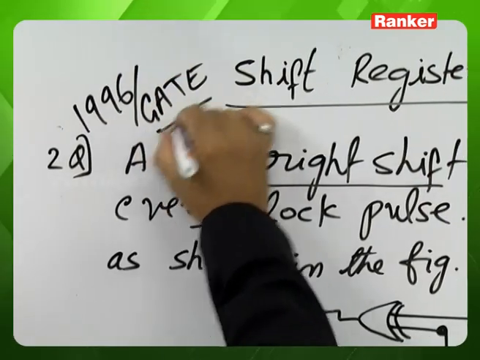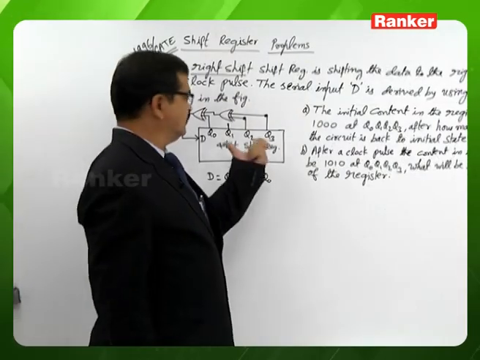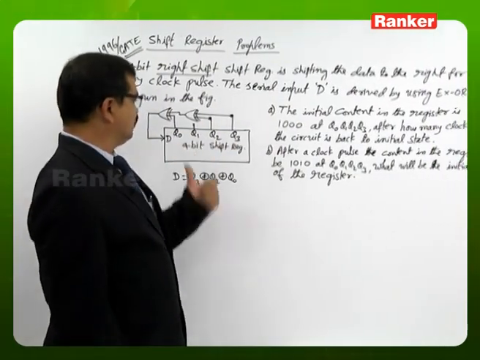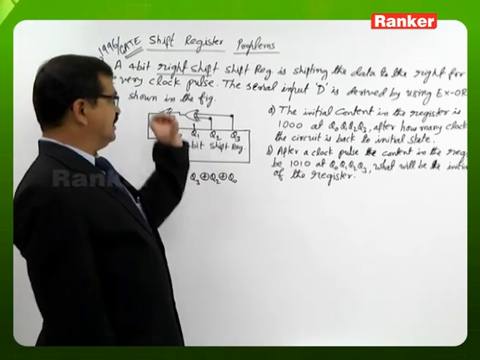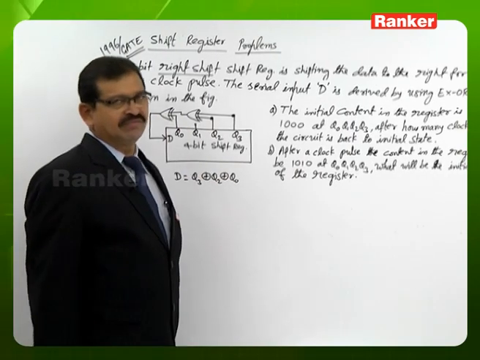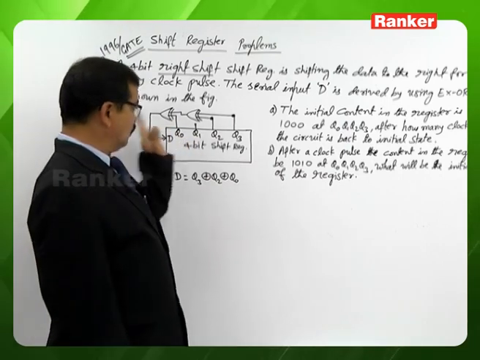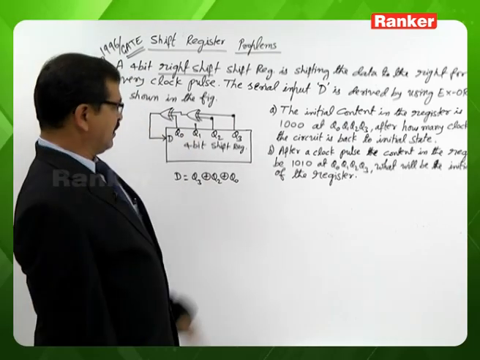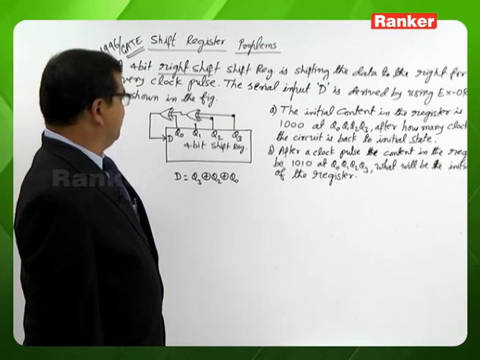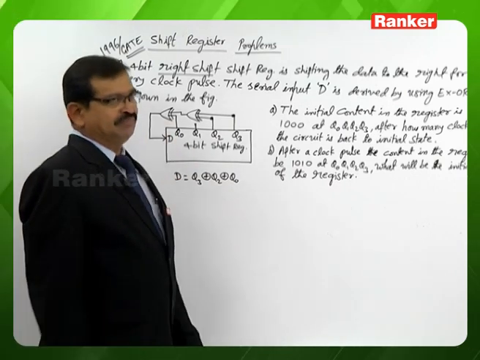It is a good question. Try to keep attention and try to identify. In the description of the question, there is a small hidden thing. We need to identify that hidden thing well. That is very important to conclude the answer properly. It is a right shift register.